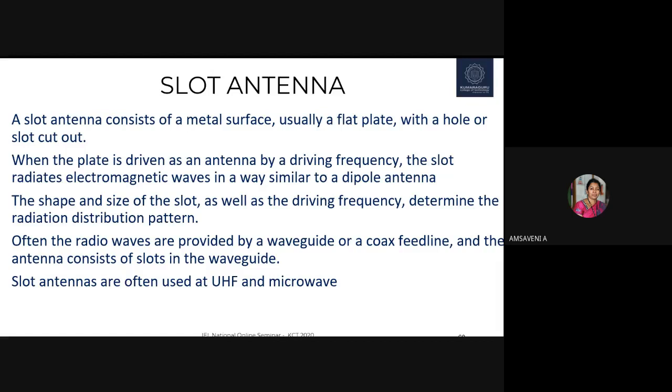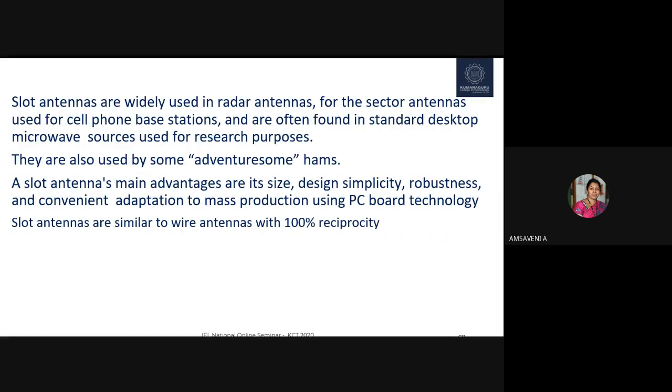It's complementary to a dipole antenna, and similar to your dipole antenna, here also the shape and size decide the radiation pattern, and this antenna is preferred at UHF and microwave bands. It is used in radar applications, and we have sector antennas used for cell phone base stations, and you can even find them in desktop microwave sources, used for search purposes and in ham applications also.